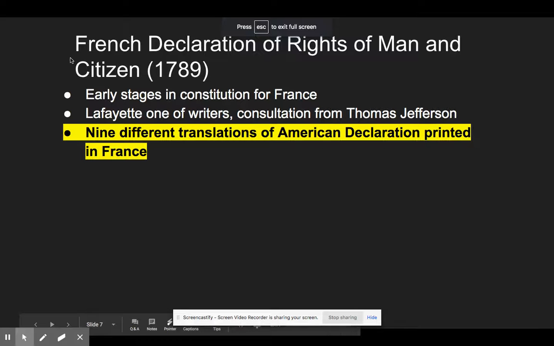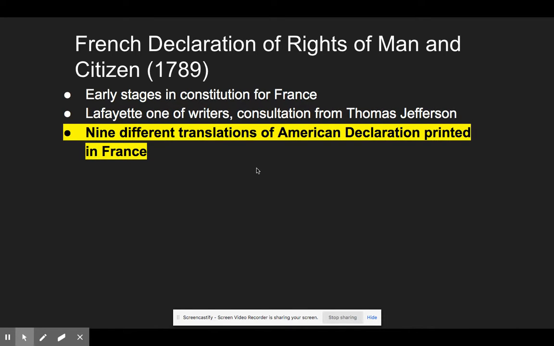Okay, guys, we ended the last video looking at the effects of the American Revolution, and so it's quite appropriate that the next video you look at is the causes of the French Revolution, because there's definitely a causation right there. We ended the last video looking at this text that I highlighted in yellow, the 9 different translations of the American Declaration printed in France.